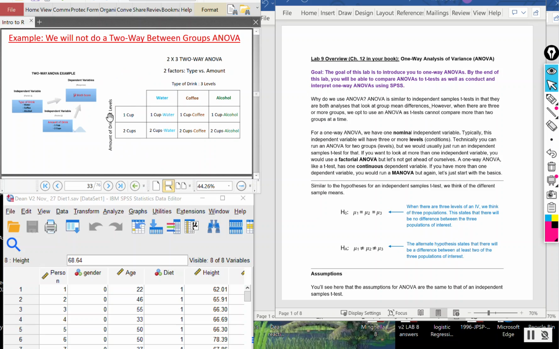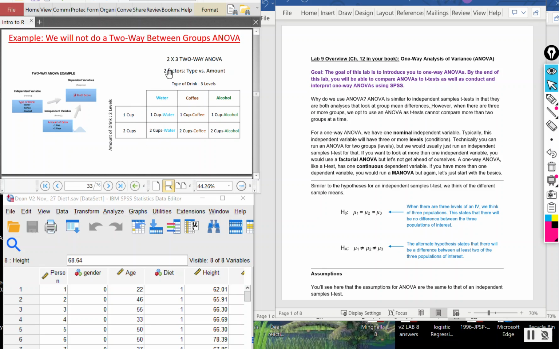So what we have here is a table that looks at all the various conditions that will come up in this experiment. There is the water condition, and the water condition will intersect with the amount condition, in this case 1 cup versus 2 cups. And so you have 1 cup of water, 2 cups of water.